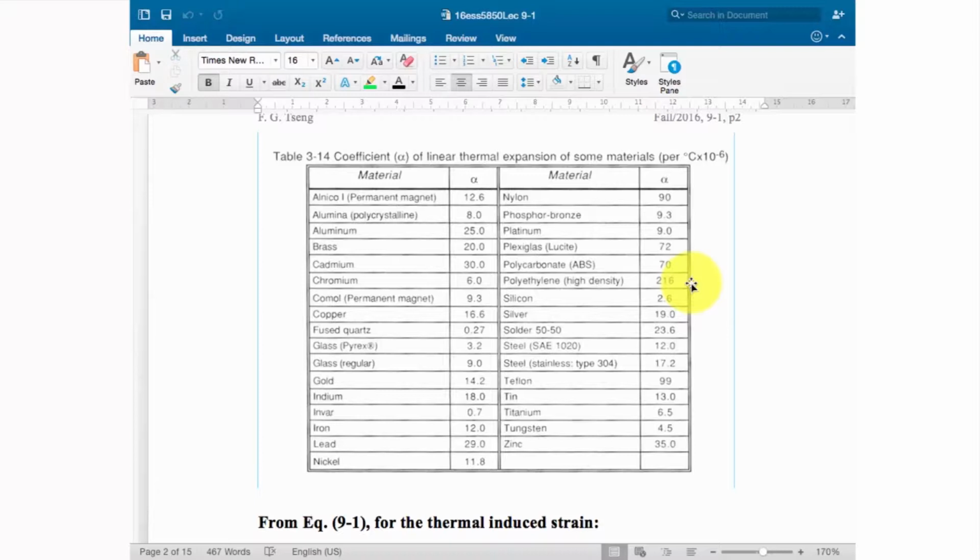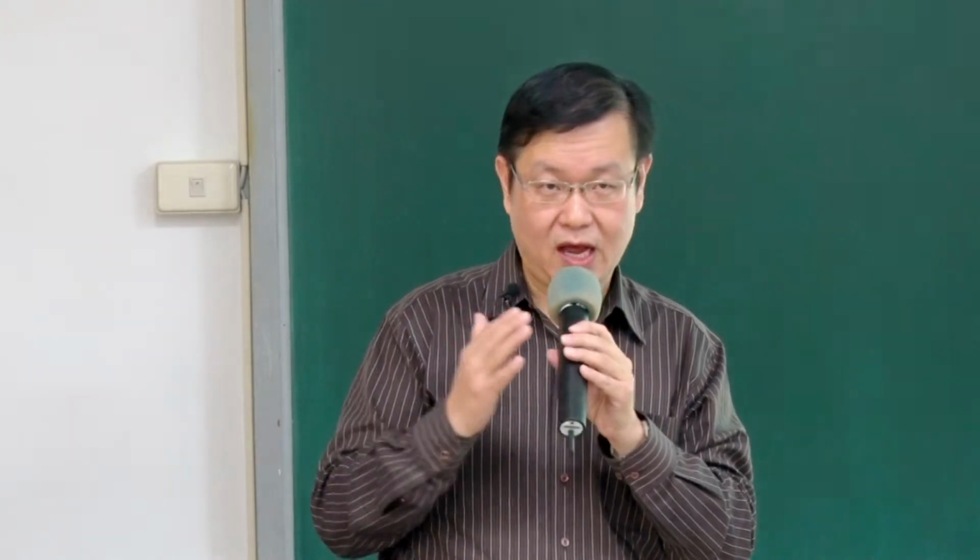So you can consider ceramic the lowest one, below 10. Metal is around 10 to 30. And for polymer, sometimes above 100, even up to 200. So when you want to design the thermal actuator, you need to consider the thermal expansion coefficient, because that means how much deformation you can have when you input the thermal power.